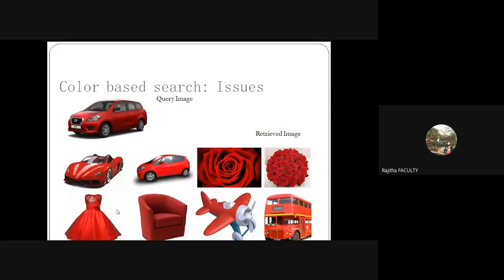You can see I have false positives also. A false positive means it is a false image that came as a positive in my result. You can observe that this frog is a false positive, this chair is a false positive, this aeroplane is a false positive, this bus is a false positive. Similarly, these roses are also false positives. The only true positives are these two.